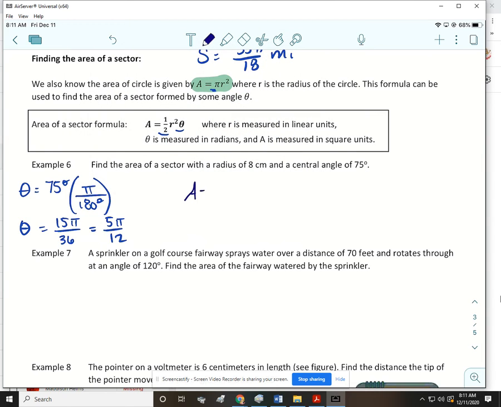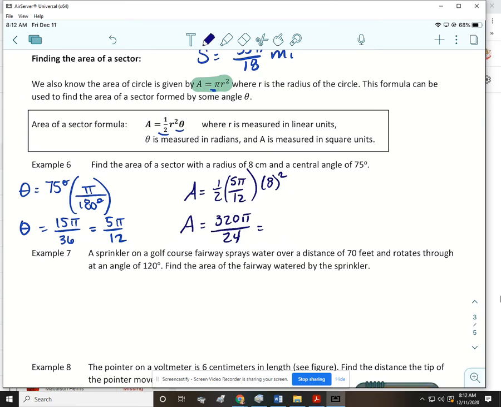Okay, so for the area of a sector, it's 1/2 times that angle. Oops, I wrote the wrong one. Times the radius squared. Okay, so I would just multiply across my numerator. So 1 times 5 pi times 64 is going to give us 320 pi. And then across the denominator, 2 times 12 is 24.